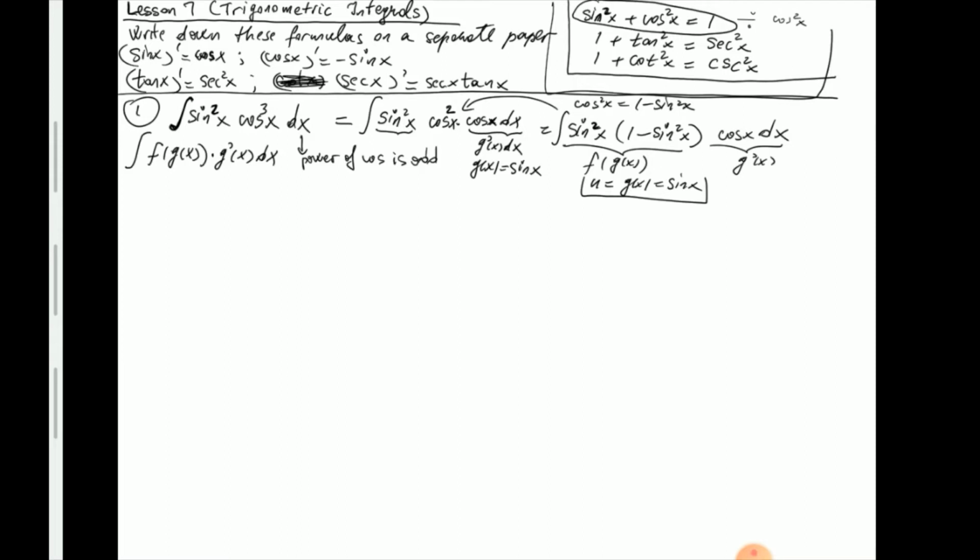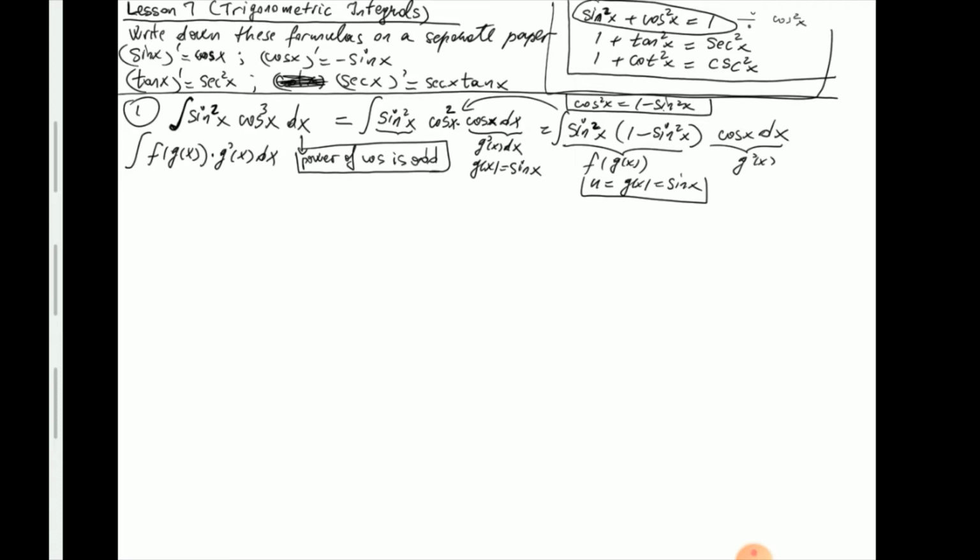All right, why did this work in the first place? Because it doesn't work for all combinations of powers. It worked precisely because the power of cosine was odd. Because we needed a cosine to play the role of g prime of x. So cosine of x is the derivative of sine. And I need the remaining power of cosine to be even, because only for even powers I could use this substitution and write everything in terms of sine. It will work with other powers as long as they are even, as you will see in another example right away.